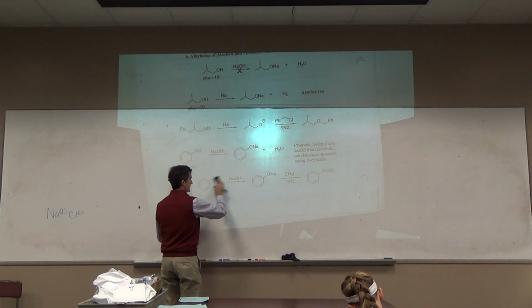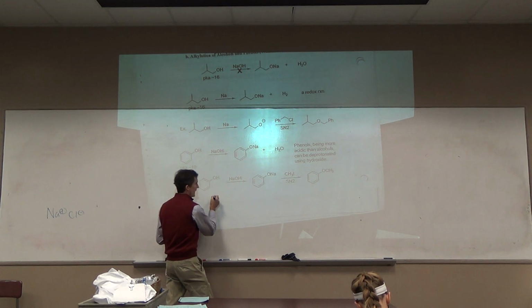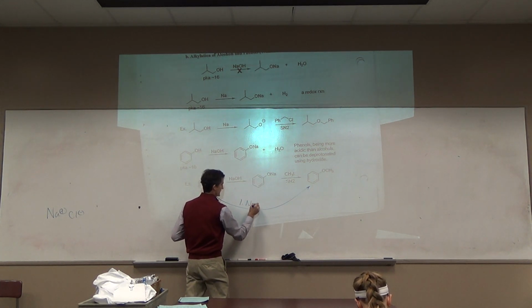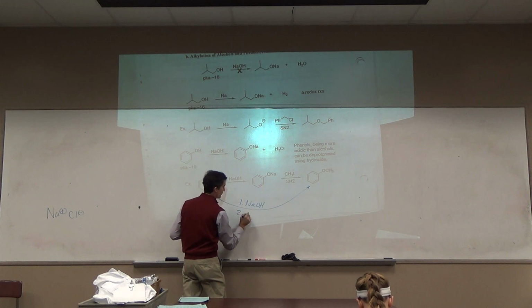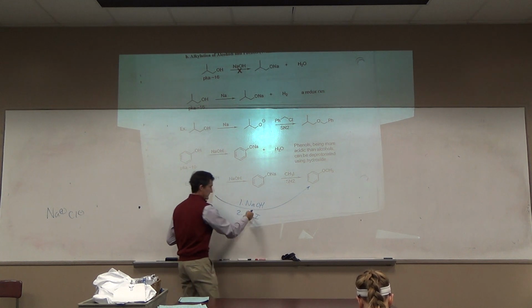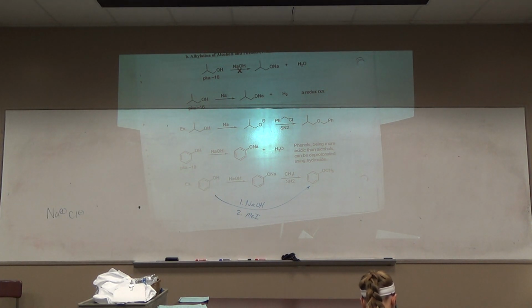Now I'm showing this as two separate steps. It is two separate steps, but you may see this written like this: 1, sodium hydroxide; 2, methyl iodide. That's the 1-2 approach in terms of showing a multi-step reaction, right?